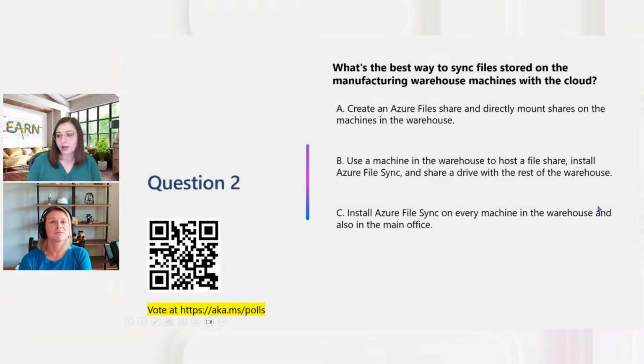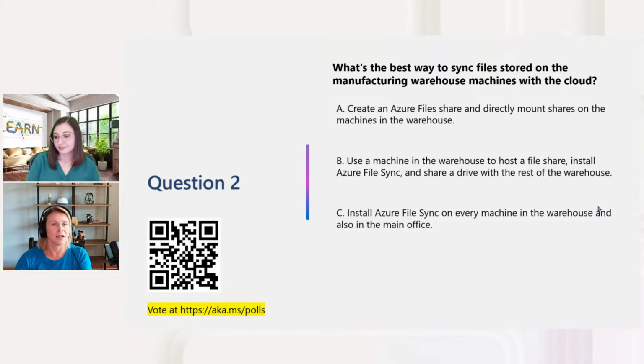So we now ask, what is the best way to sync files stored in a manufacturing warehouse machine with the cloud? Would it be A, to create an Azure file share and directly mount the share on the machine in the warehouse? Or B, use a machine in the warehouse to store the file share, install the file sync, and share the drive with the rest of the warehouse? Or C, install the Azure File Sync on every machine in the warehouse and also in the main offices? Please guess over chat, or in the poll as well.